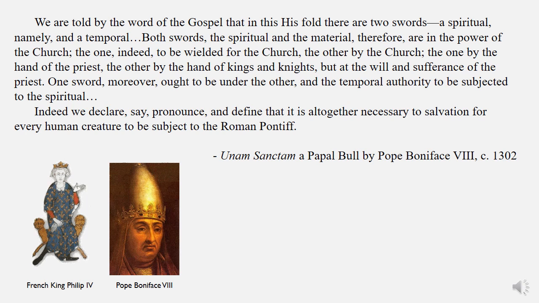Philip's resistance spawned Pope Boniface VIII's issuance of a papal bull known as Unam Sanctam, which essentially reinforced papal primacy and dominance over national monarchs.